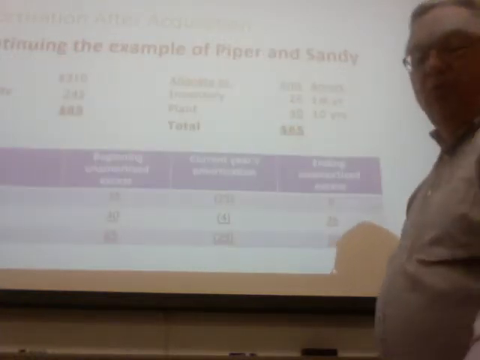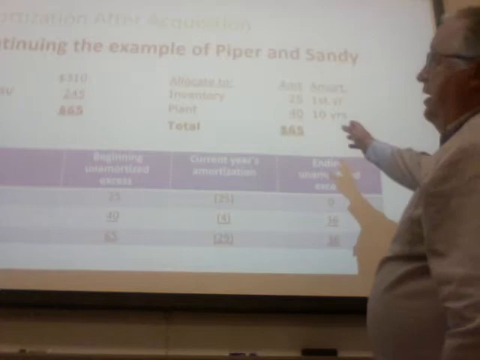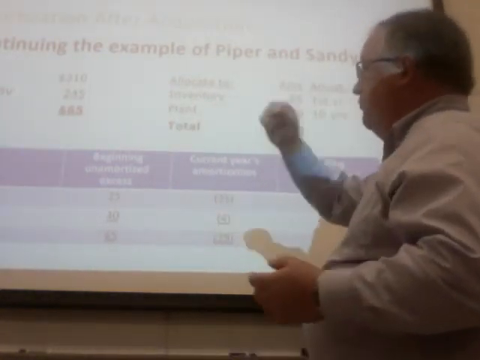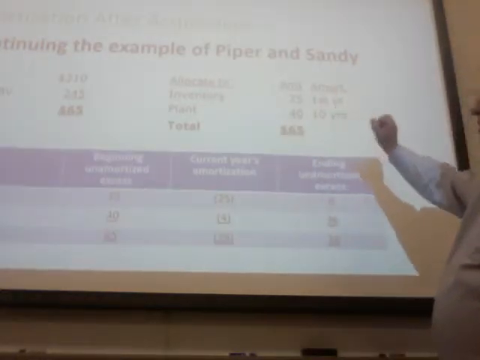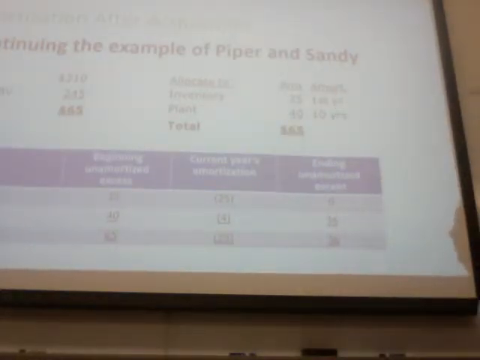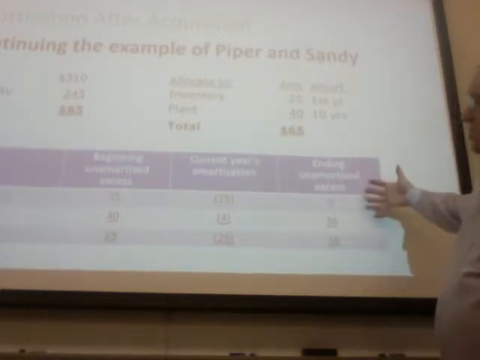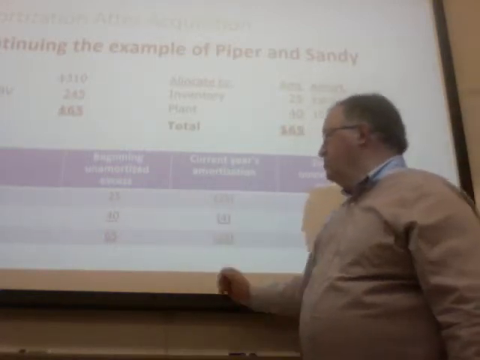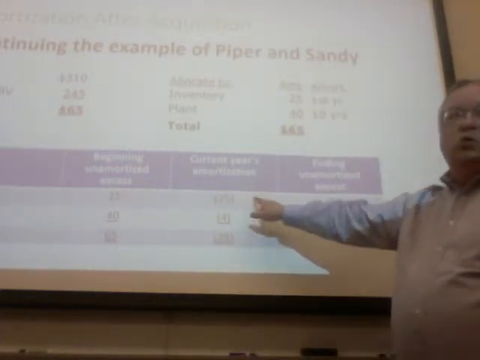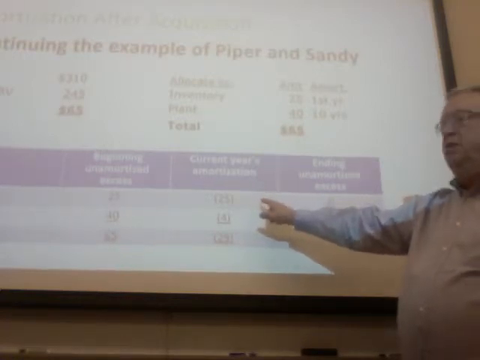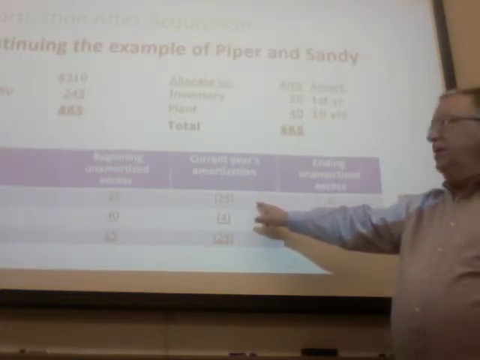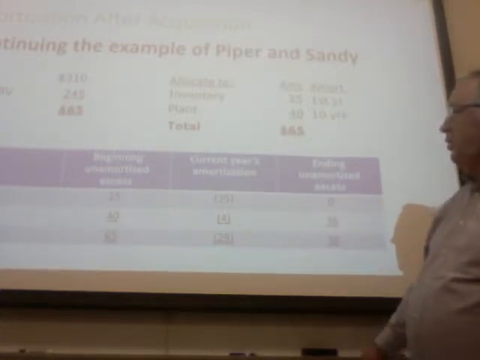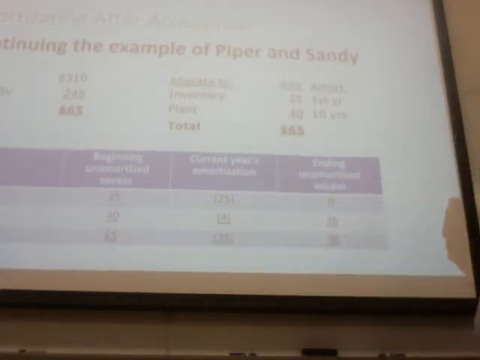So we'll continue the example of our friends Piper and Sandy here. Back to our original example where the cost was $310, 100% of book value was $245, the excess was $65, and it was allocated this way. The inventory and plant. Here's our analysis work paper for our fair value differentials. Beginning unamortized excess was $65, taking the whole amount of inventory to our consolidated cost of goods sold. It's going to be an increase in our consolidated cost of goods sold, a decrease in profit in the first year. Plant's a 10-year asset, so we're taking $4 of additional depreciation.